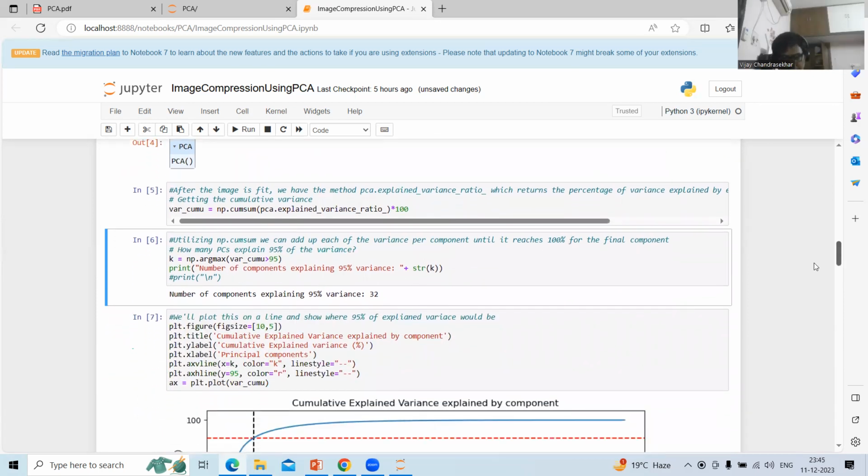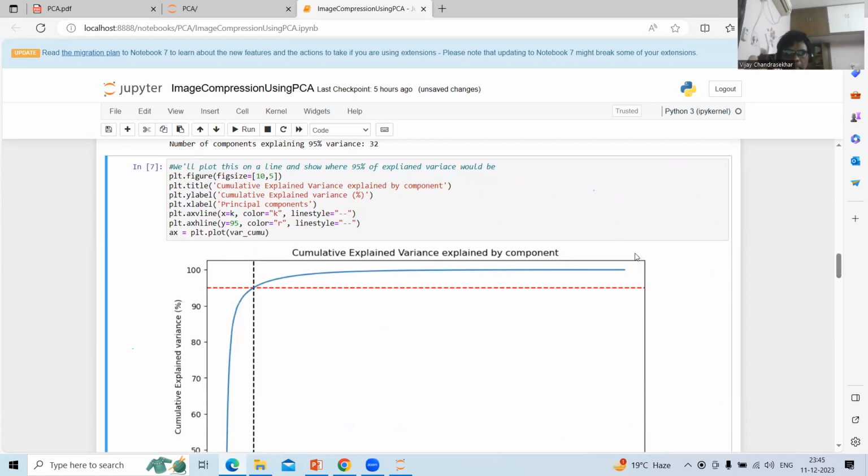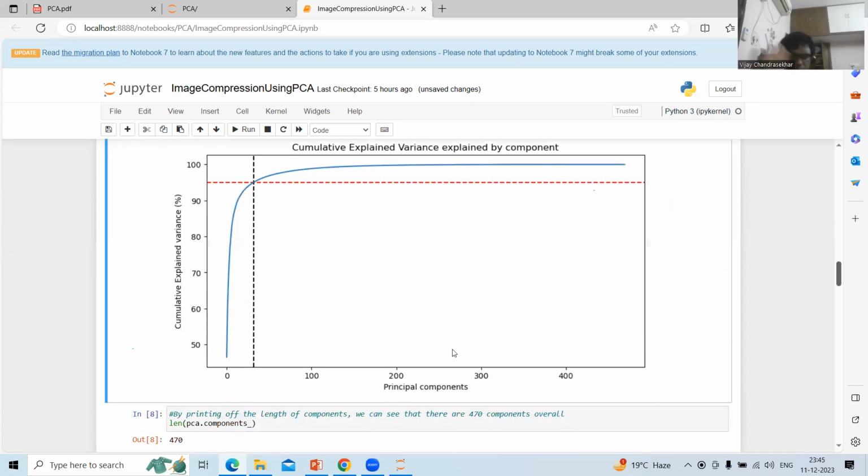All right, just show that graph. Can you just scroll down? Don't mind. Yeah, just stop there. Just scroll down a little bit more. All right, just stop there.